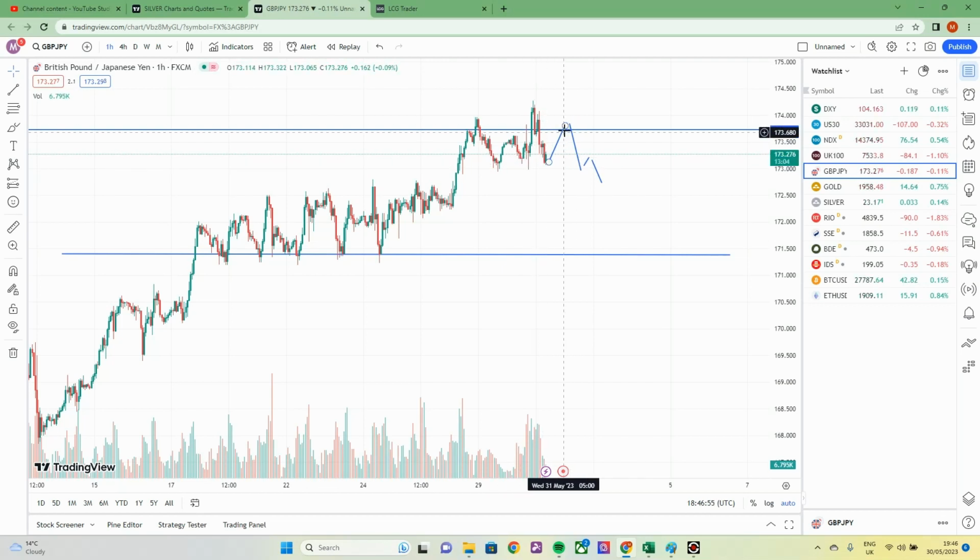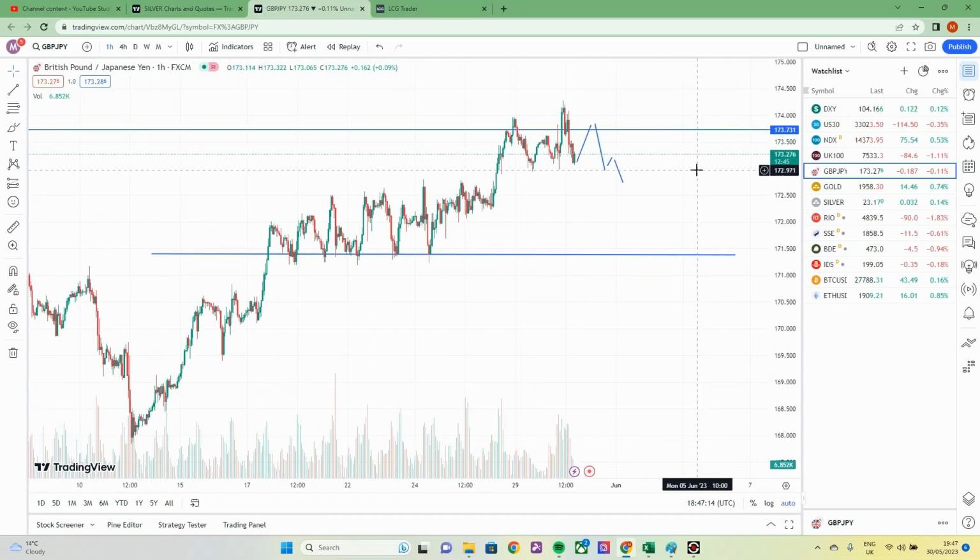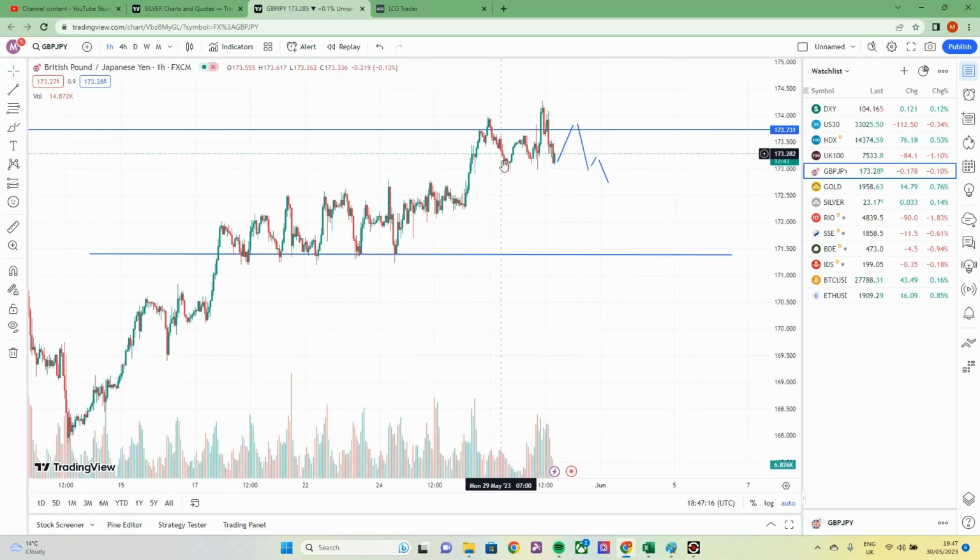What we're looking for is this to reach here, for it to be a lower high than this one, and then we'll be looking for another lower high here. If this does, then this gives us a clear indication that a reversal of the trend may be happening. So this might be the start of the end for the GBP JPY bullish run.